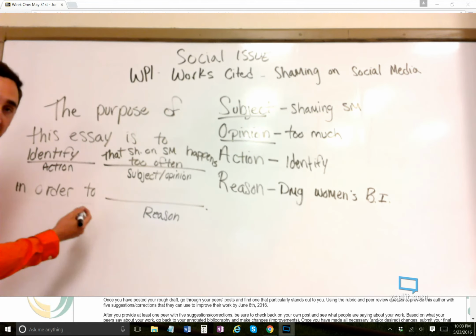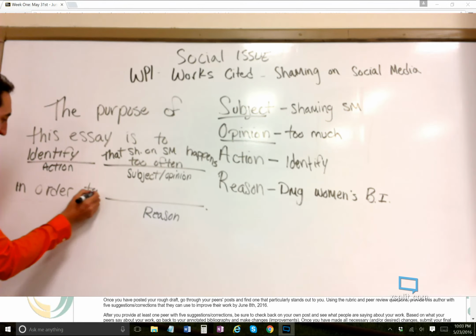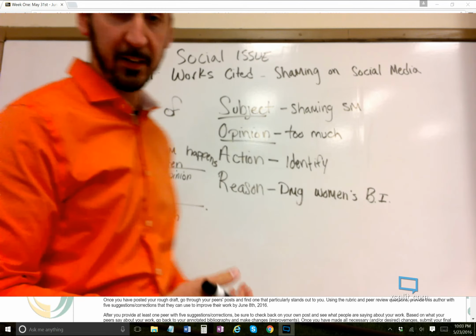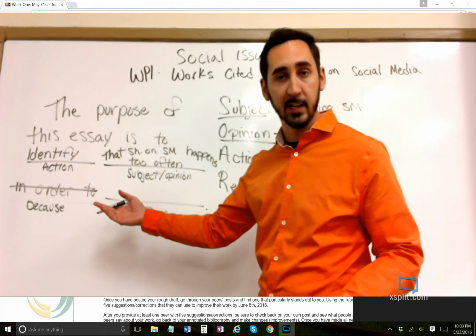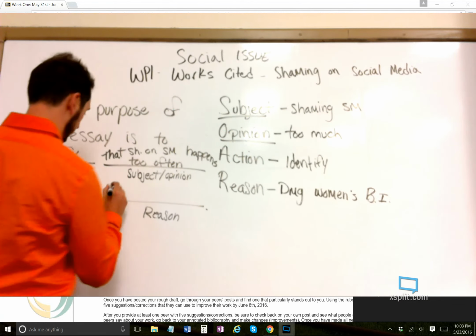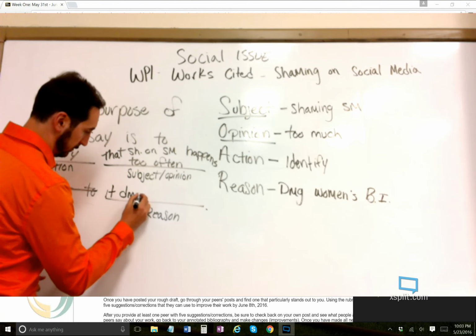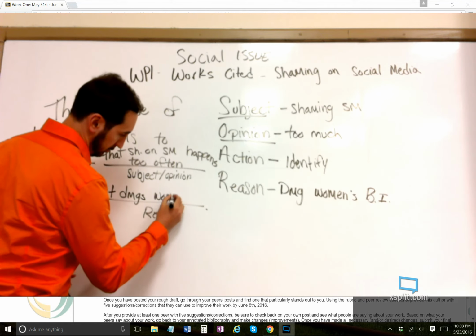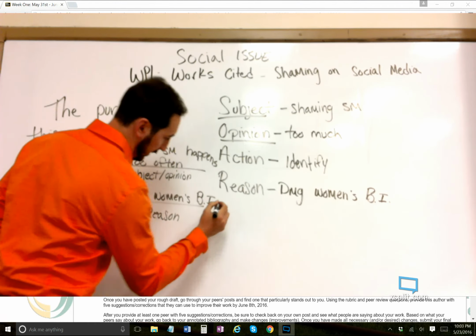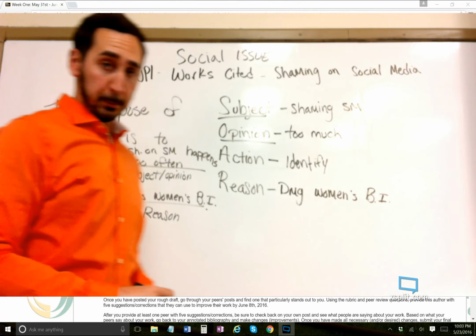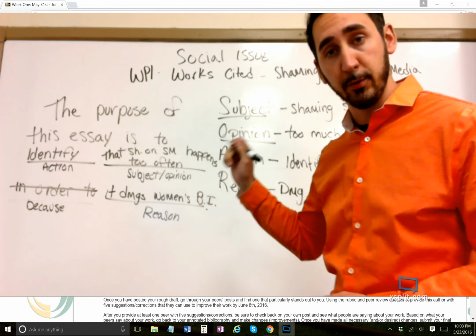And so instead of saying "in order to," I'm going to replace that with the word "because." Basically saying, why are we doing this? Why are we identifying that this happens too often? Well, we're doing that because it's damaging women's body image. And I'm abbreviating again because I ran out of space. But from there, now we have our full thesis.